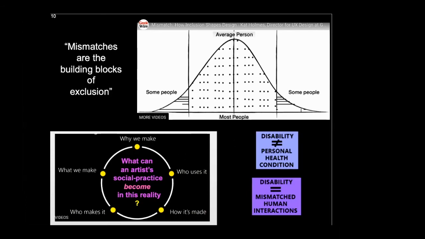So I've done a lot of public art. I have no legacy issues. What I got from doing these large scale public art projects where I invited non-artists in was really looking at what art is in people's lives and what we make and how it relates to their public lives and public space. So this is a diagram that I took a screen capture from Kat Holmes's video. And I have dropped in here in the middle: what can an artist's social practice become in this reality?